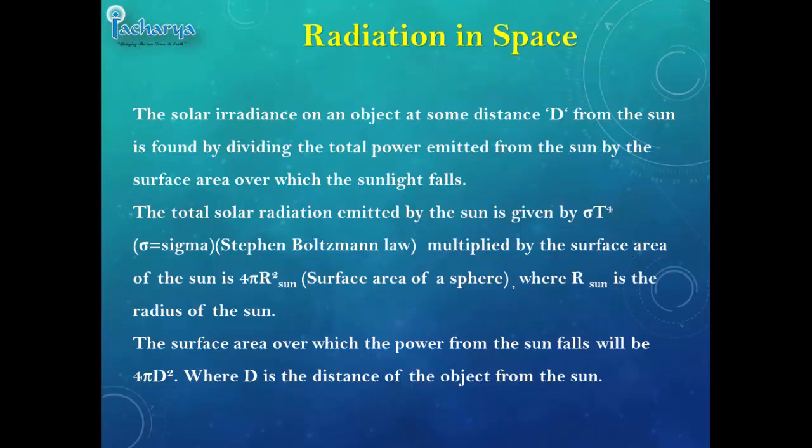The total solar radiation emitted by the sun is given by sigma T raised to 4, according to the Stefan-Boltzmann law, multiplied by the surface area of the sun, which is 4 pi r square sun, the surface area of a sphere, where r sun is the radius of the sun. The surface area over which the light from the sun falls will be 4 pi d square, where d is the distance of the object from the sun.